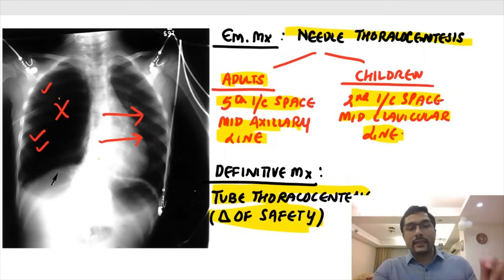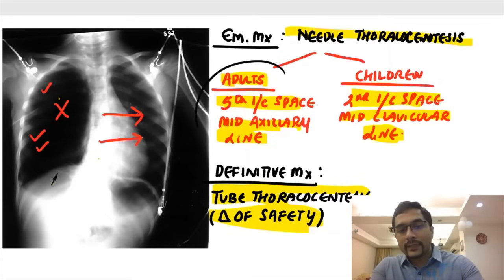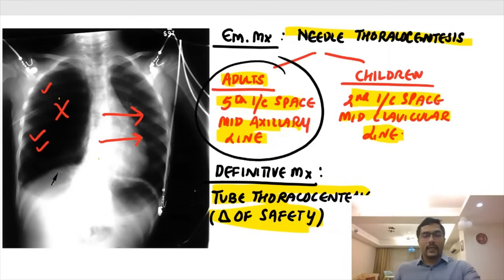Right, so emergency management, needle decompression, followed by chest tube is the management of tension pneumothorax. You should know the new place in adults where the needle is inserted. It is the fifth intercostal space, mid-axillary line. So these were some important questions for your upcoming exams.